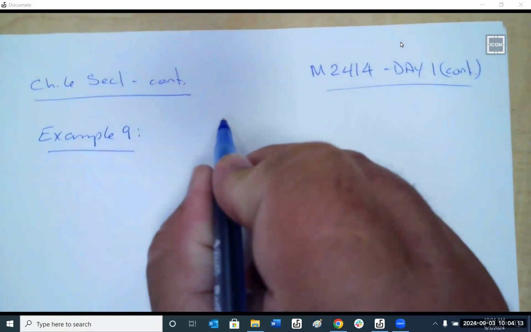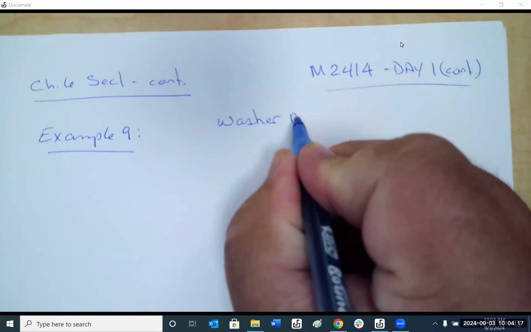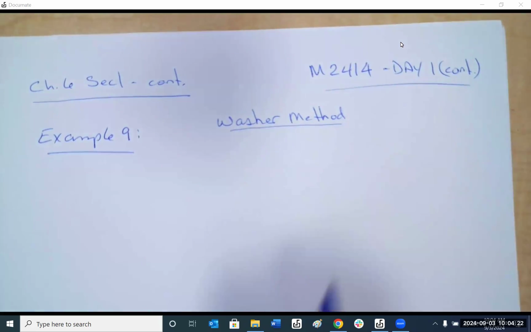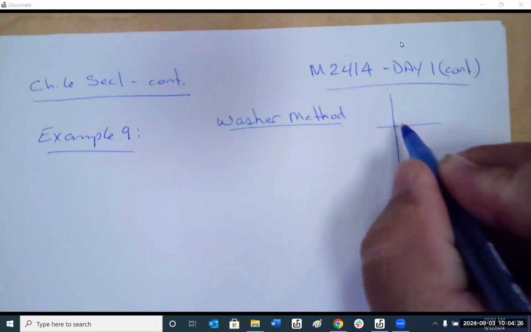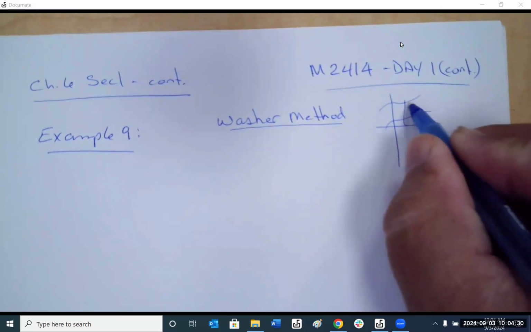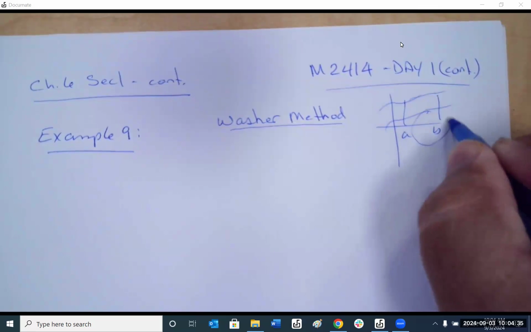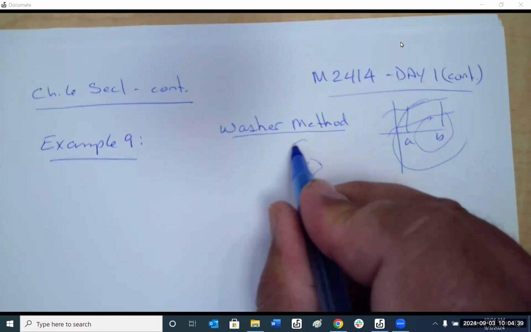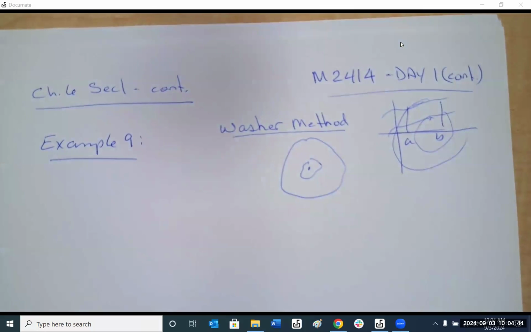We're going to look at the washer method. The washer method pretty much tells us that we'll have two functions in a given bound, and when we rotate it, we're going to have an opening in the middle. There's the axis.